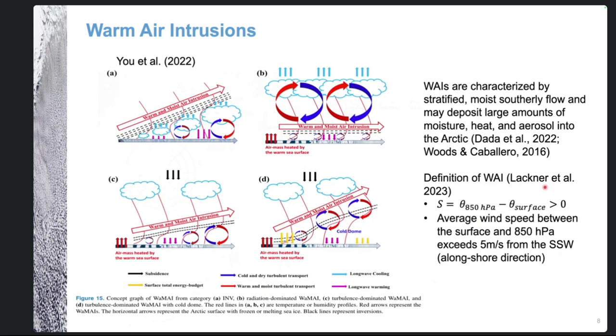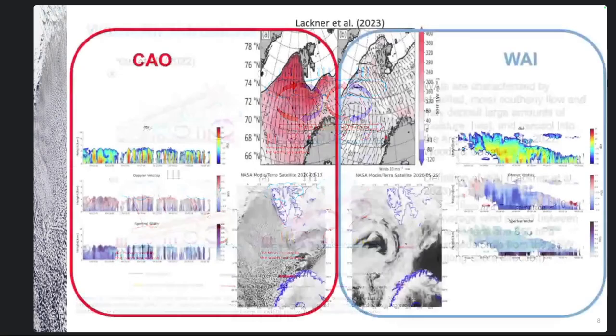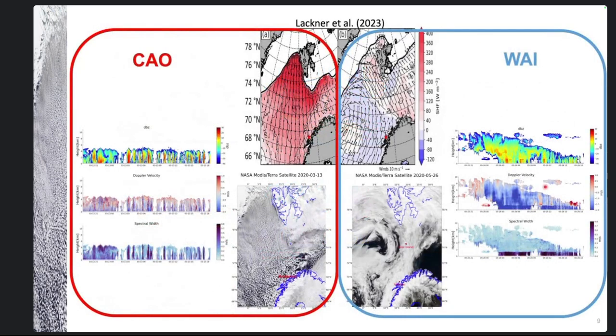The CAO has a relatively warm sea surface but relatively colder air flowing in, but the warm air intrusion has relatively warmer outflow, a warm upper layer flow, and a relatively colder surface temperature. Here is one example of CAO and WAI. From Lechner's paper, he used the ERA5 data to draw these figures to show the sensible heat flux. When it is a CAO, they have a very strong positive sensible heat flux. When it is a warm air intrusion, they have a negative one.